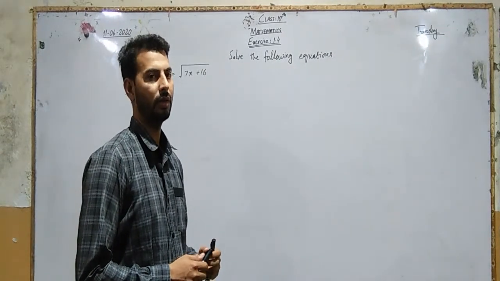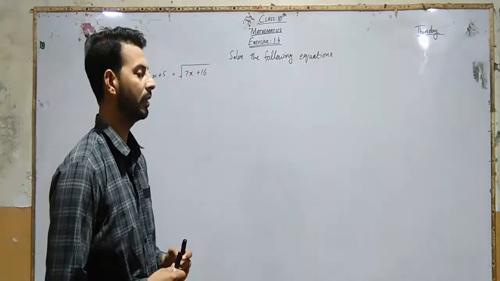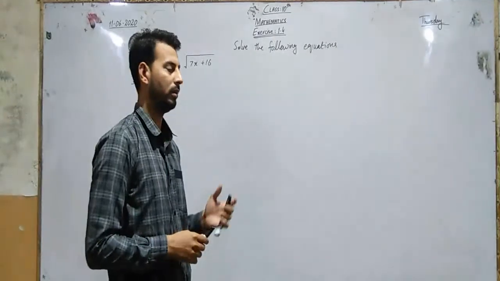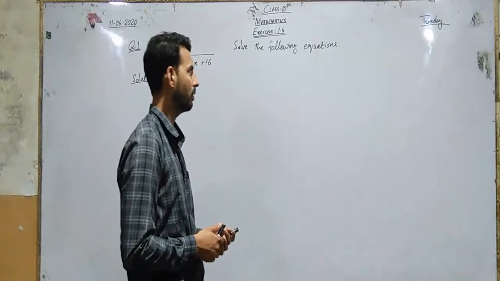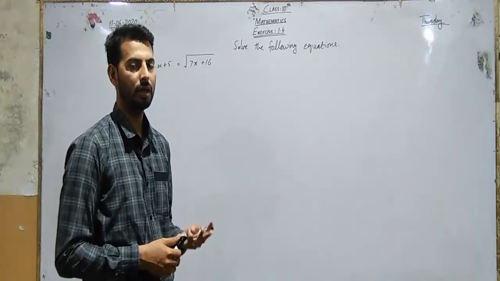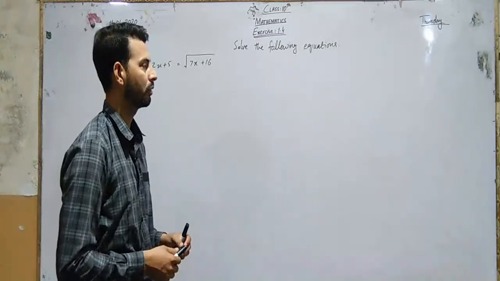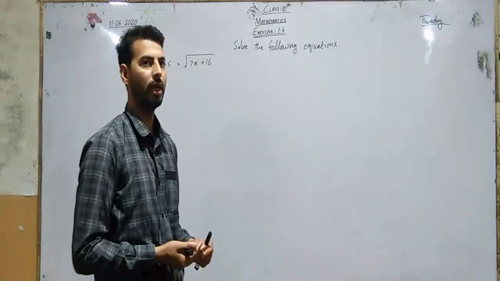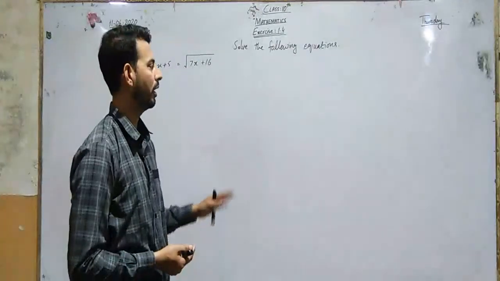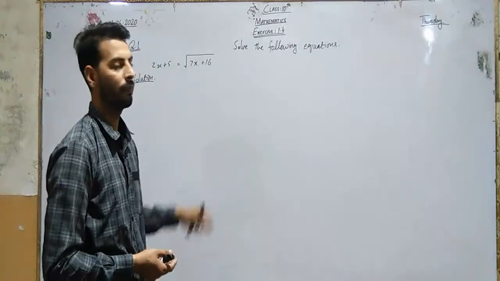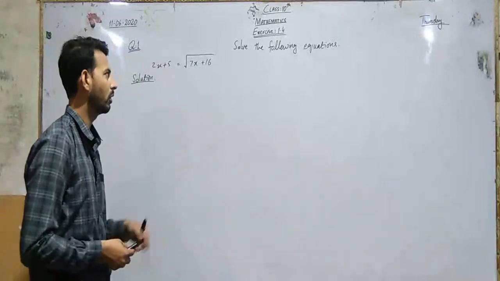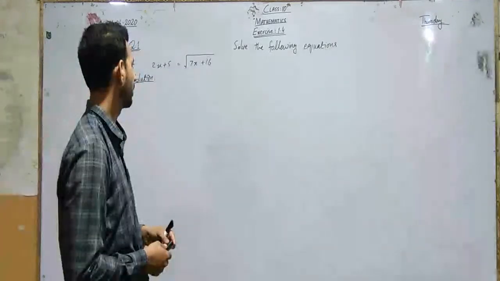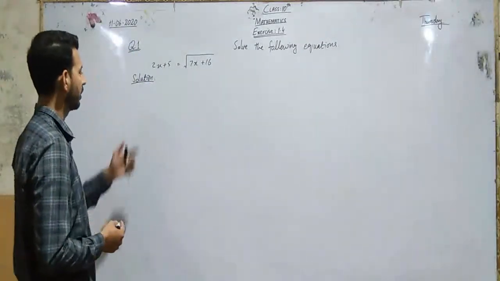We are starting our exercise 1.4 of mathematics class, and solve these equations. So again I will repeat, there are only three methods to solve a quadratic equation: by factorization, by completing square, and by the quadratic formula. So first of all, this is our question number 1.